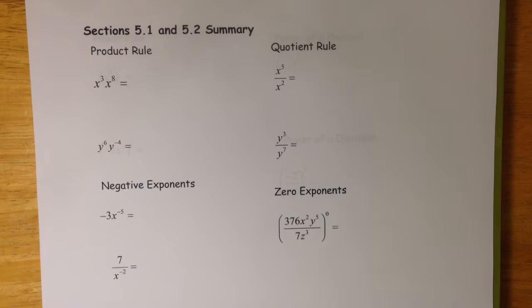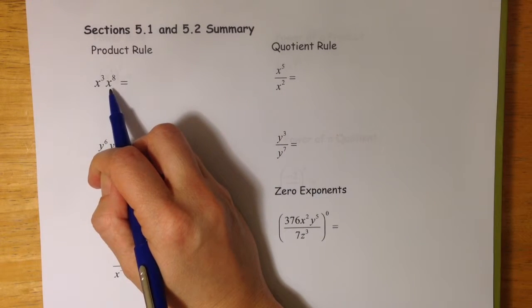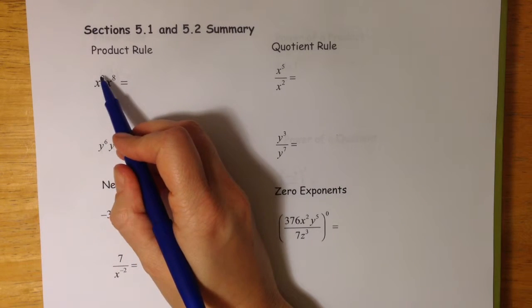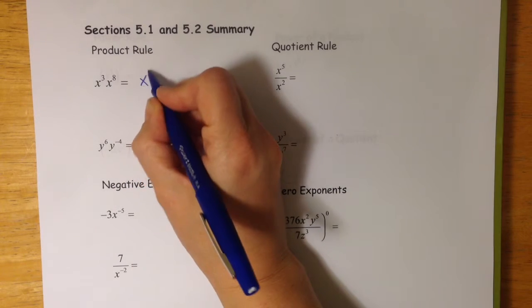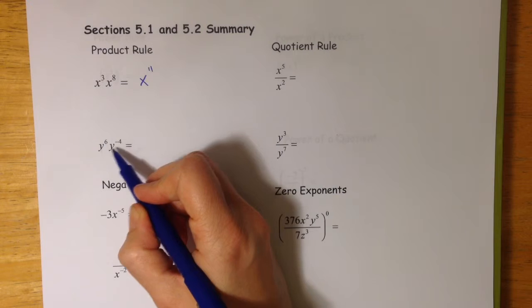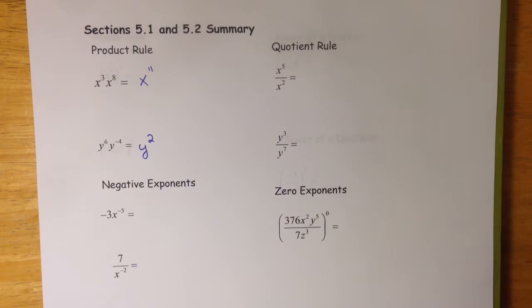Okay, that's been a lot of exponent rules. Let's do a quick review of all those exponent rules that we just learned. There's the product rule, where you multiply two things, and then you can add their exponents if they have the same base. So x cubed times x to the 8th will be x to the 11th. And y to the 6th times y to the negative 4 is y squared, since 6 plus negative 4 is positive 2.